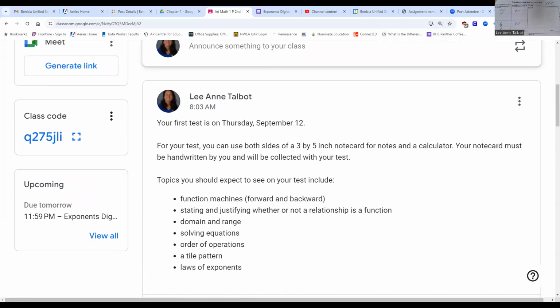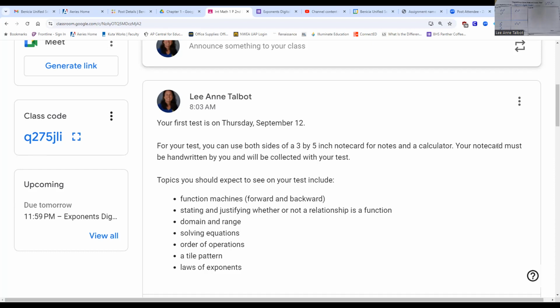I want you to know you have a test a week from today in this class. For your test, you can use a 3x5-inch note card, which I will give to you when we get closer to it, or notes and a calculator. Your notes must be handwritten by you and will be collected with your tests. Use both sides, 3x5. These are the topics.